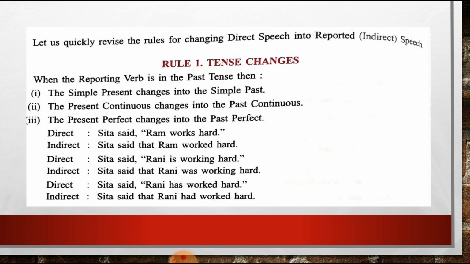Sita said, "Rani has worked hard." Sita said that Rani had worked hard. Here the present perfect "has worked" changes into the past perfect "had worked". That was all about tenses: simple present changes into simple past, present continuous changes into past continuous, and present perfect changes into past perfect.